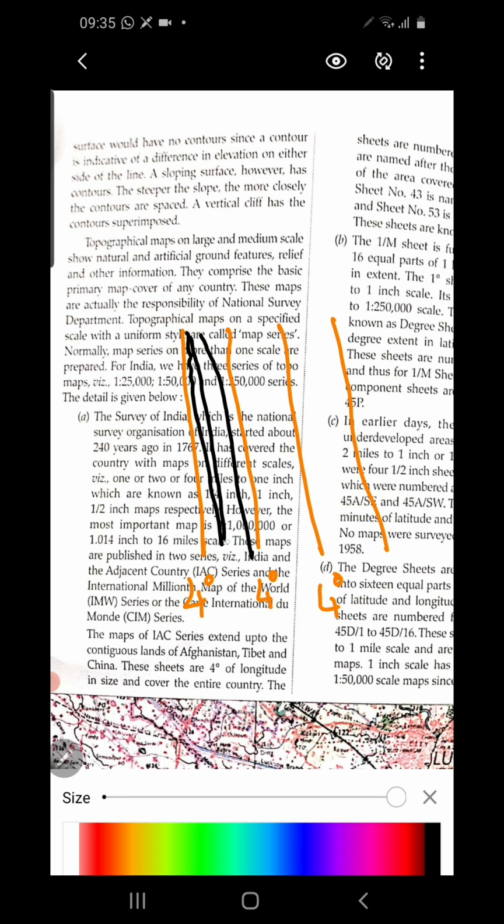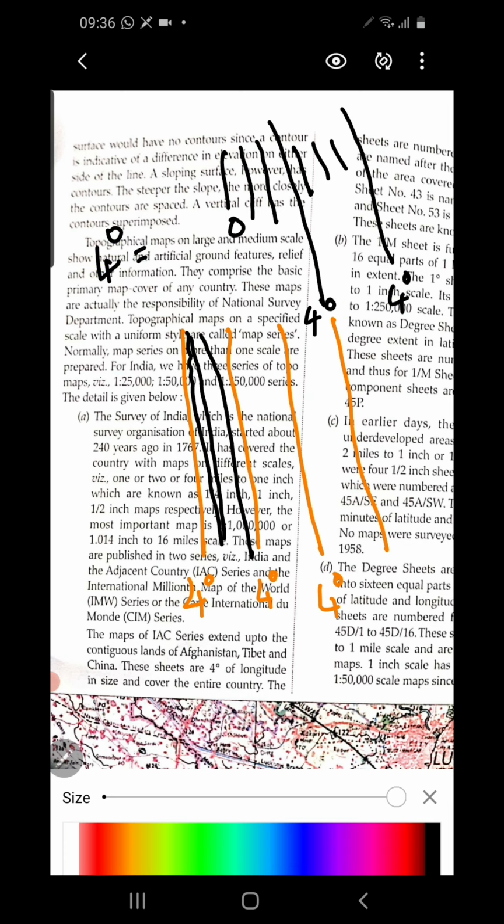Understood? So 1 degree, 2 degree, 3 degree and finally 4 degree. This is 1 degree and this is another degree of longitude, then the third one, and this is the fourth one. Again 1, 2, 3 and 4. Understood? So this is everywhere. Whenever it is 4 degrees, it makes 1 minute. 4 degrees is equal to 1 minute.